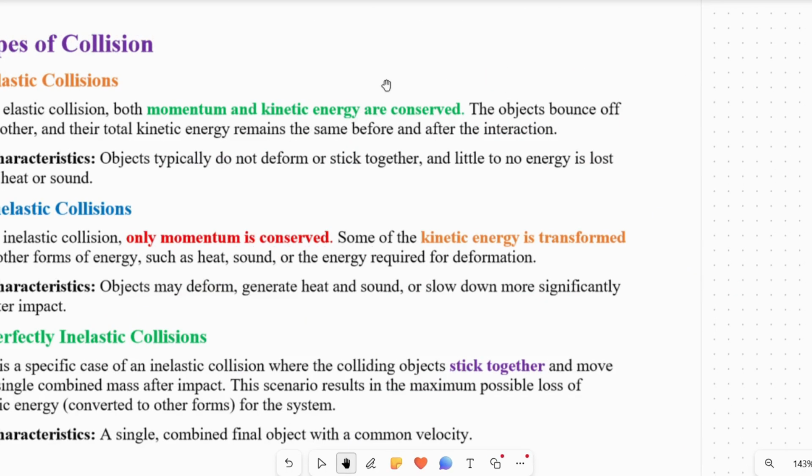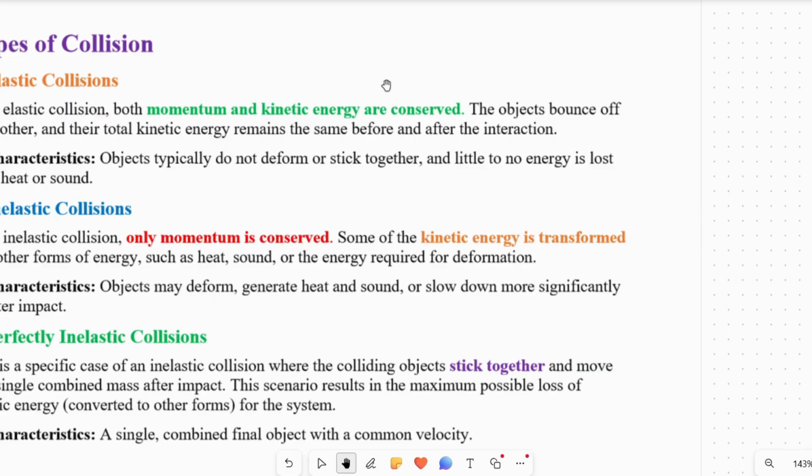All right, grade 12, as we continue with the second part of momentum, now we're just going to look at types of collision. There are two major types of collision that we're going to discuss here, and what they mean, so that we see how that can be applied during the examination.